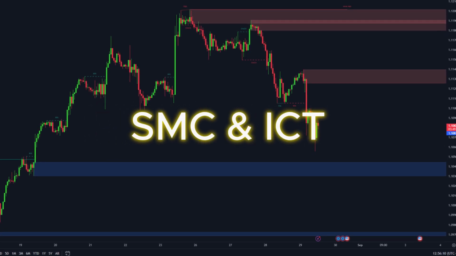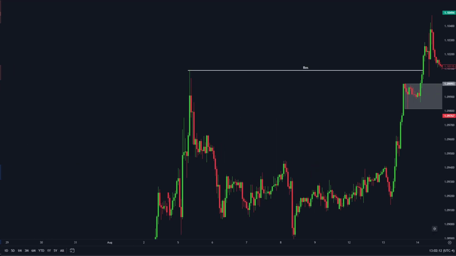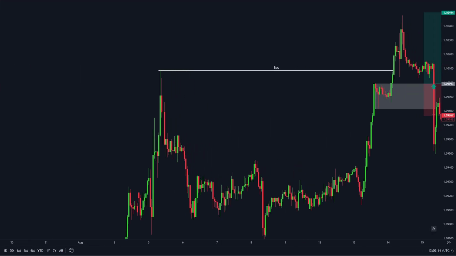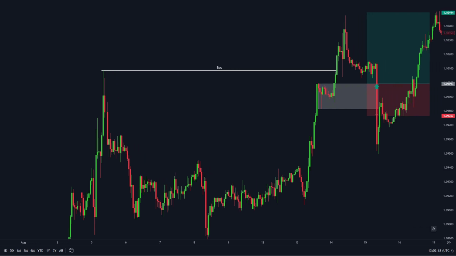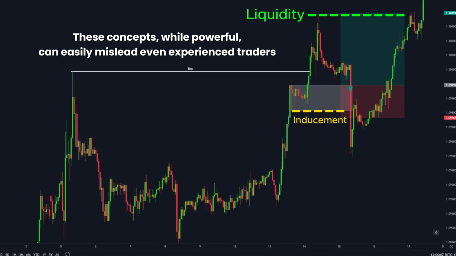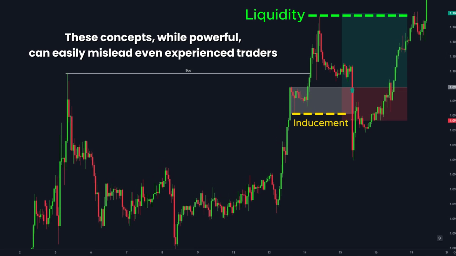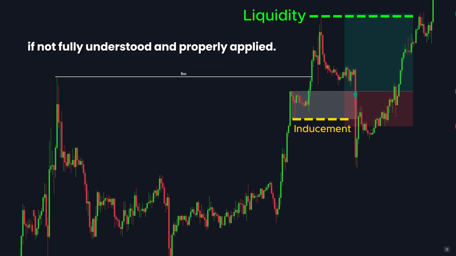Trading the smart money concepts and ICT methods can be incredibly rewarding. But for many traders, they often become a source of frustration and failure. Two of the most dangerous traps that traders fall into are related to liquidity and inducement. These concepts, while powerful, can easily mislead even experienced traders if not fully understood and properly applied.